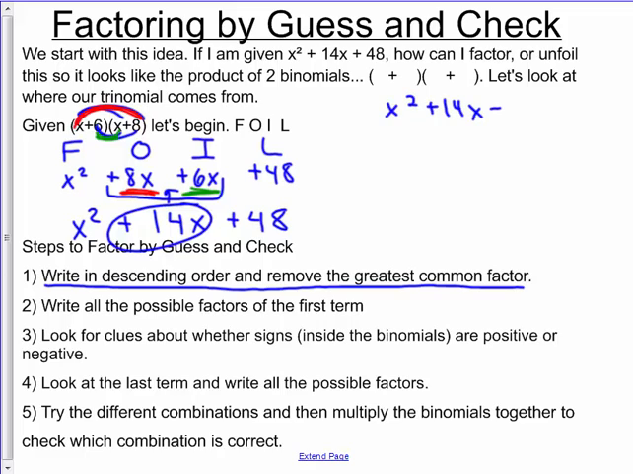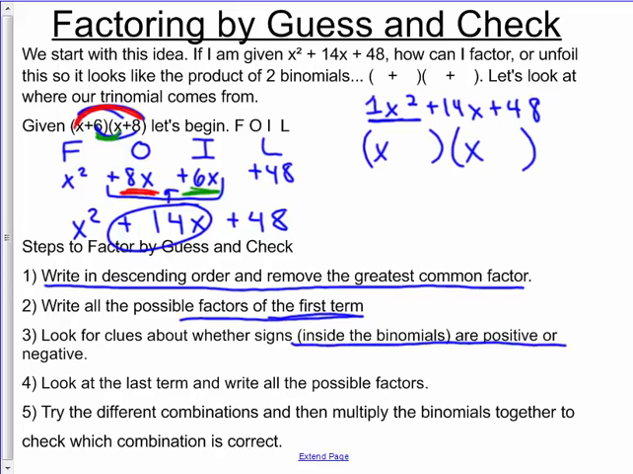So we start with x squared plus 14x plus 48. I write in descending order, and I remove the greatest common factor if possible. Then I write all the factors of the first term. The first term is x squared. Remember, there's a 1 in front. What multiplies to x squared? It's going to be x and x.